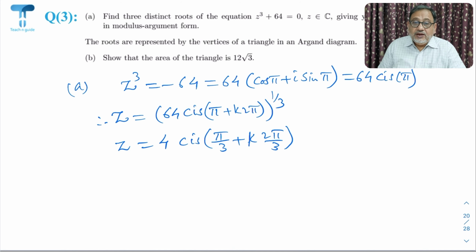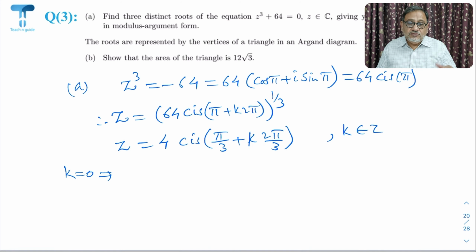Yeah. And now I want the 3. Look here, they said giving your answer in the modulus and argument form, 3 distinct roots. So we want the 3 distinct roots. So for k equal to 0, here k belongs to Z, an integer. For k equal to 0, k equal to 1 and k equal to 2, we are going to get 3 roots.